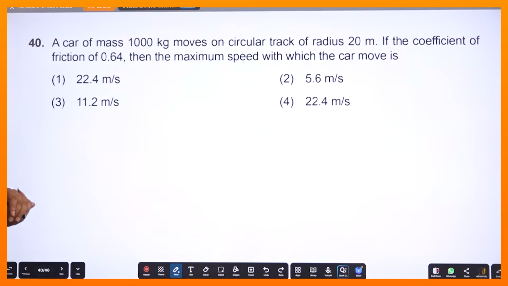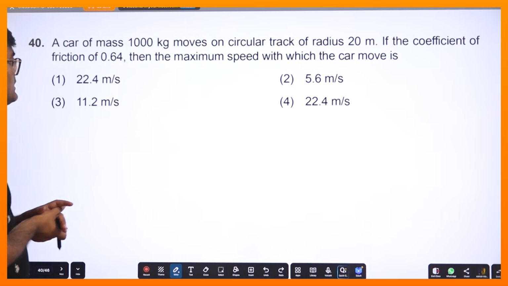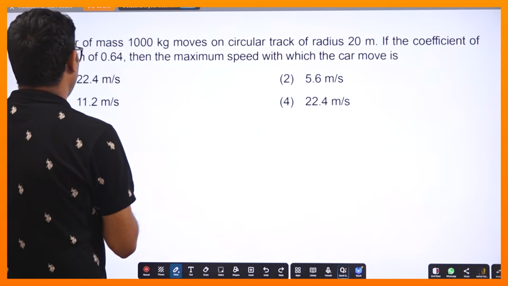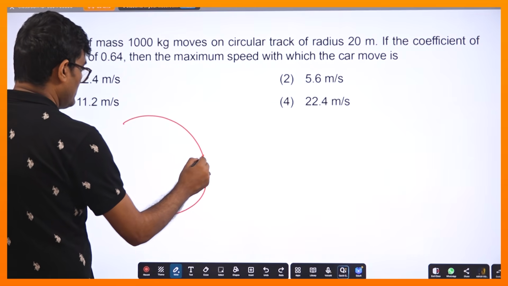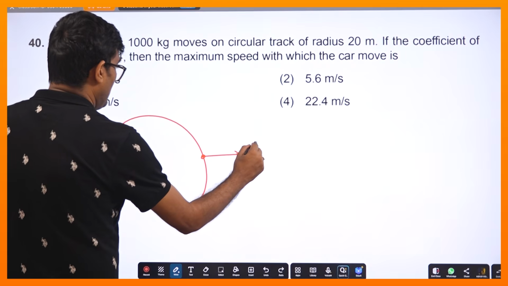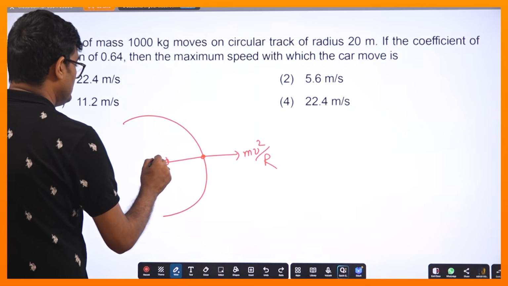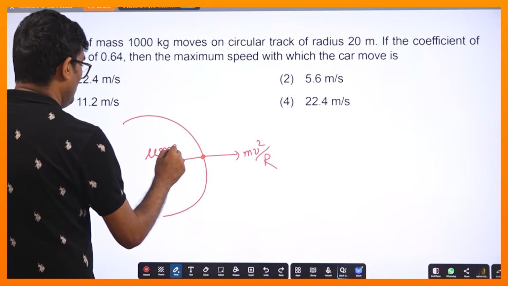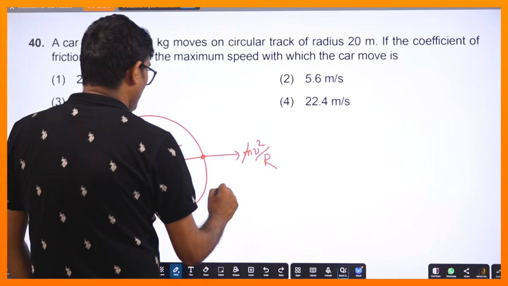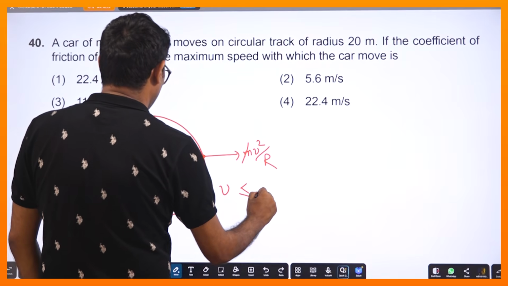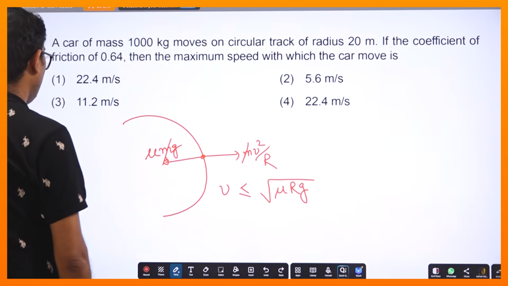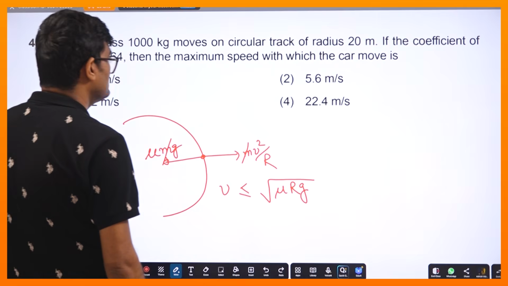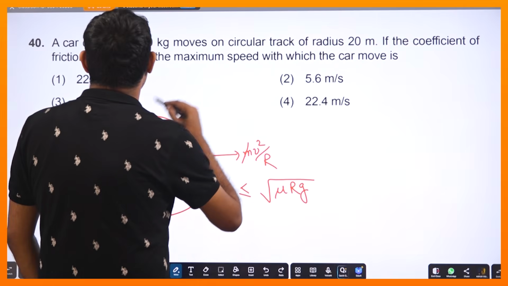A car moves on a circular track of 20 meter. If the coefficient of friction is given, what is the maximum speed the car can move? I'm assuming the car is moving with constant speed, so there is no acceleration. Then mv square by r should be completely balanced by friction, which has a maximum value of mu mg. So the value of v must be less than or equal to root over of mu r g.